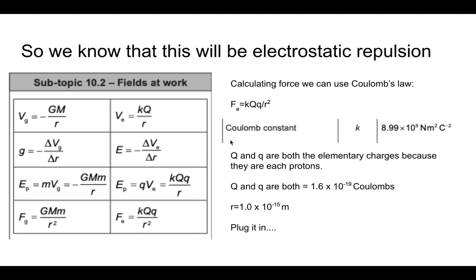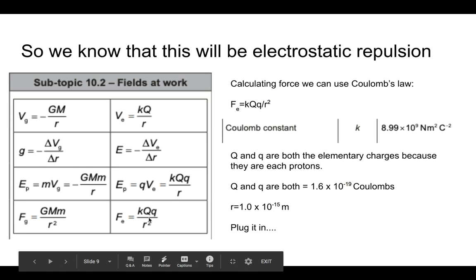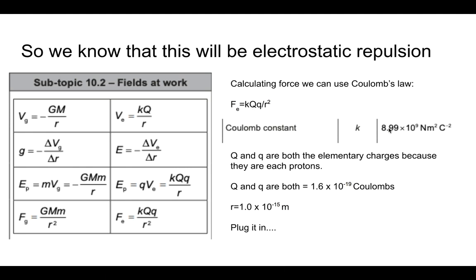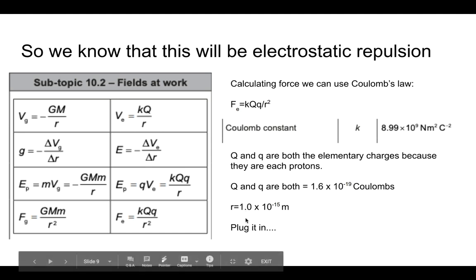Well, we know that they're going to repel each other. So we're going to use the only force that involves repulsion, which is electrostatic force. Electrostatic force is equal to k q q over r squared. I wrote it down here. Coulomb's constant k is in the formula packet. I usually just say 9 times 10 to the ninth, but it's written down as 8.99 times 10 to the ninth. Close enough. All right. Q and Q are both the elementary charges, which are both 1.6 times 10 to the minus 19 coulombs, and r is 1 femtometer or 1.0 times 10 to the minus 15 meter.